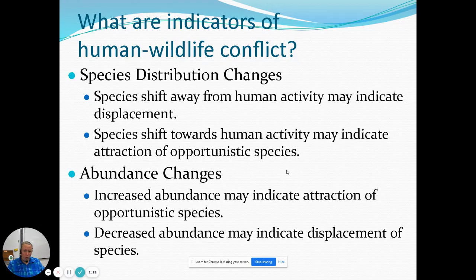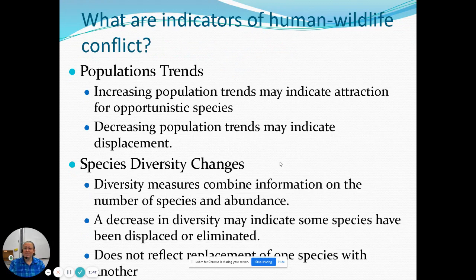So how do we know that there's conflict? There are several things that we see that tell us there is this human-wildlife conflict. One of those is that we see the distribution of the species changing, and that's in direct reaction to where the humans have changed their location. We see a change in the actual quantity, increase or decrease, of that wildlife population. We see trends that used to exist become new and different trends.